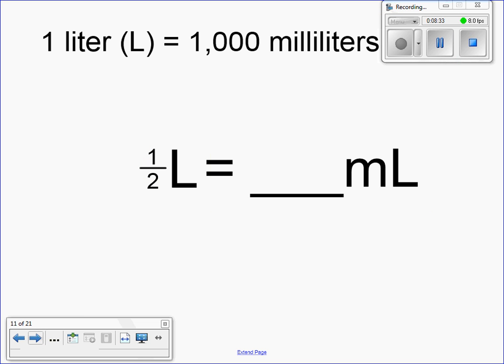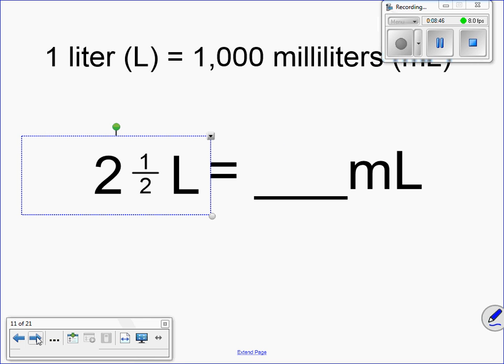1 liter is 1,000 milliliters, so half the liter would obviously be half of 1,000, which is 500. Well, 500 milliliters would also be 500 cubic centimeters. 2.5 liters equals 2,500 milliliters. That would also be 2,500 cubic centimeters.